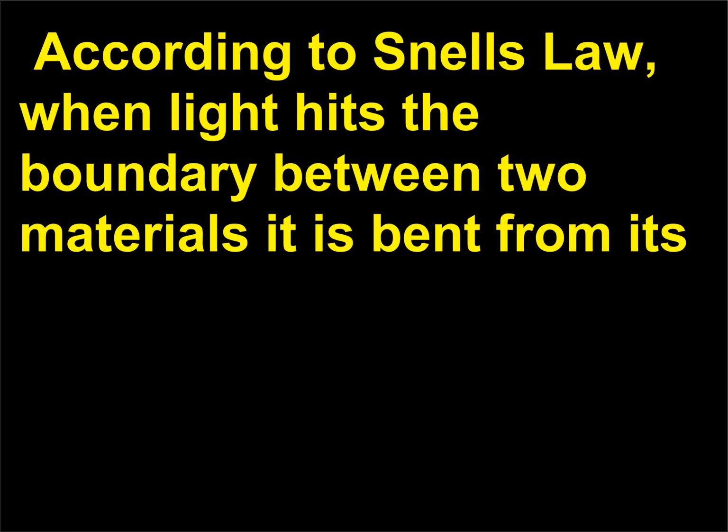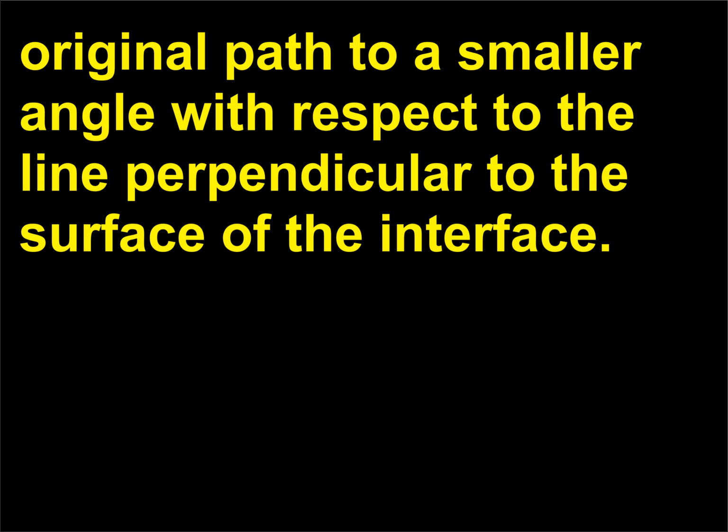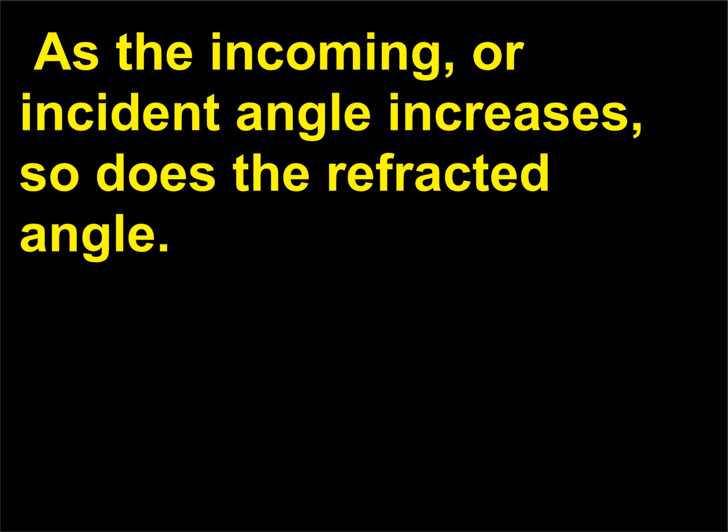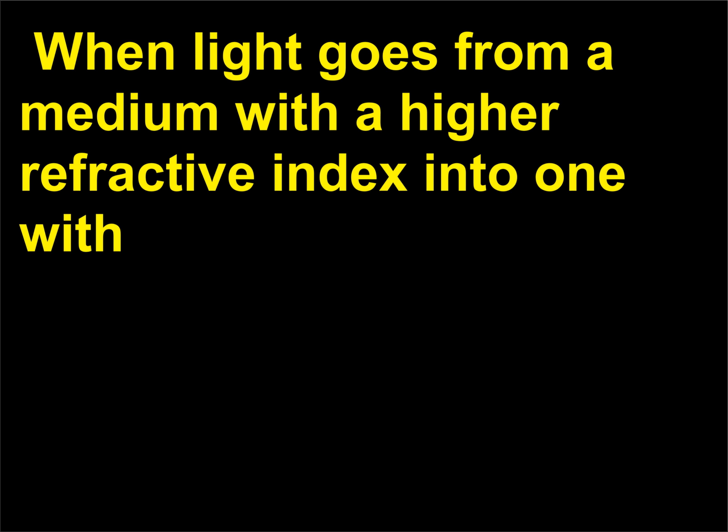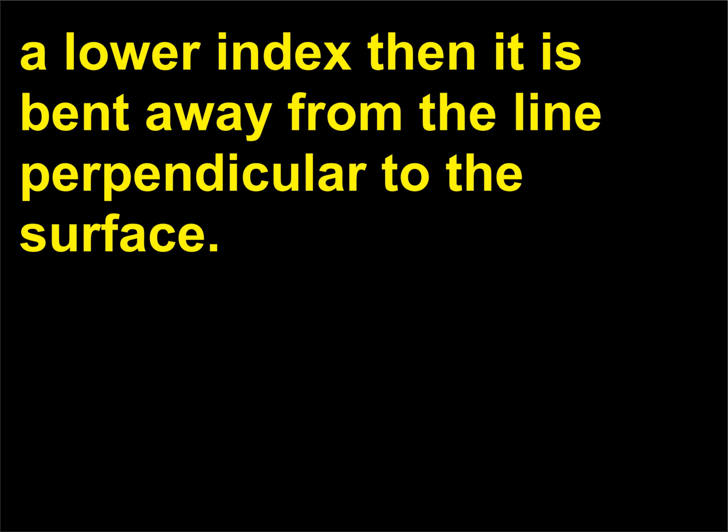According to Snell's law, when light hits the boundary between two materials, it is bent from its original path to a smaller angle with respect to the line perpendicular to the surface of the interface. As the incoming, or incident angle increases, so does the refracted angle. When light goes from a medium with a higher refractive index into one with a lower index, then it is bent away from the line perpendicular to the surface.